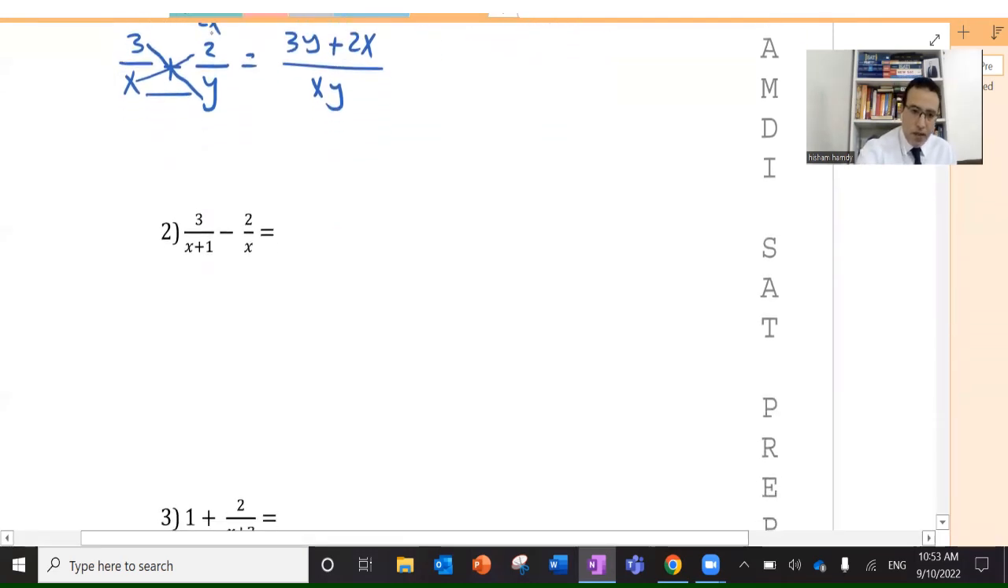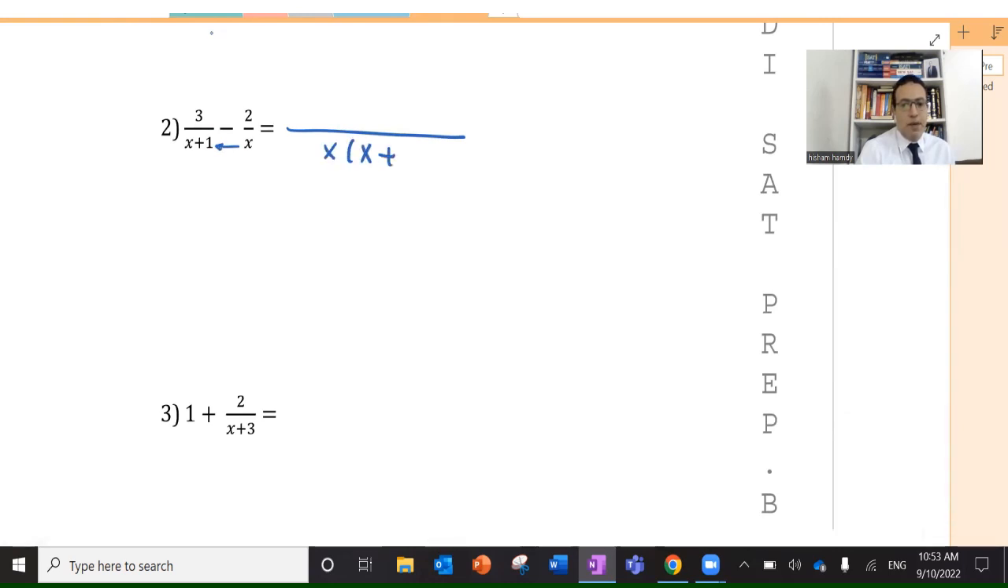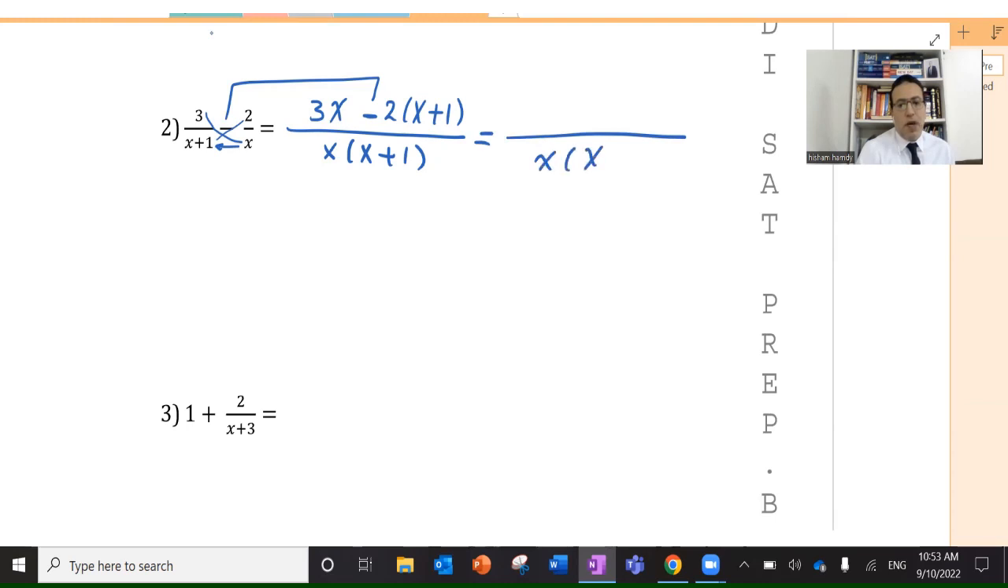Same method, solving question number 2. I'm going to multiply x by x plus 1, and multiply 3 by x. Add down the sign. And 2 multiply x plus 1. Let's simplify. So it's x multiply x plus 1.